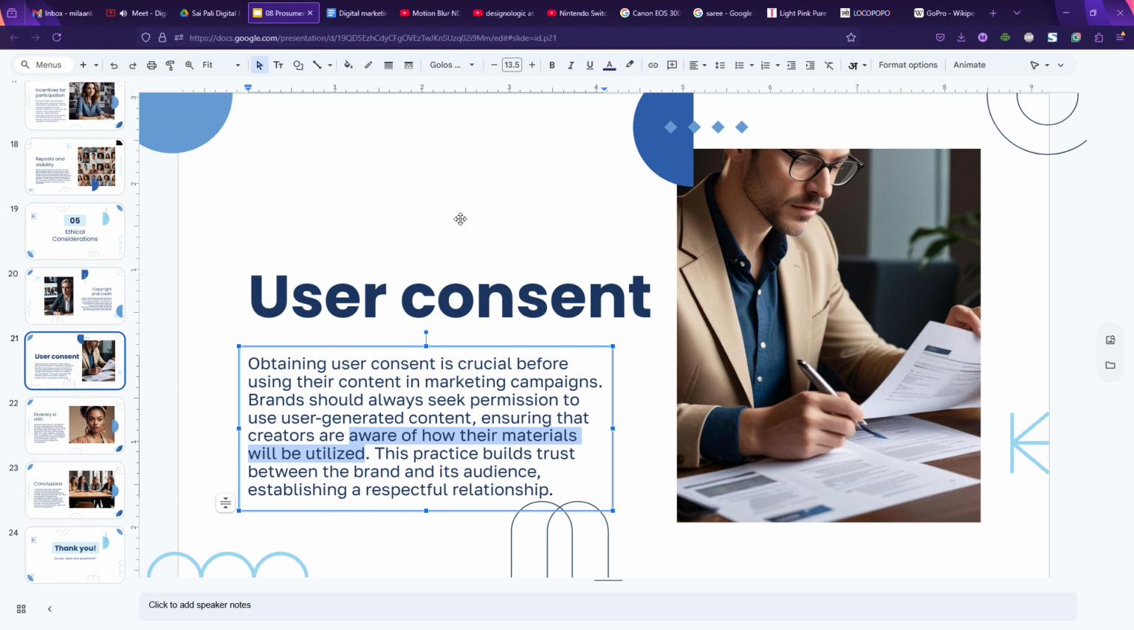They have to communicate that with clear transparency to the user, the prosumer, and they need to be told how their content will be used. Like, we'll be using a photo for billboards, for digital campaigns, for online ads, for videos, and whatever the planning is.